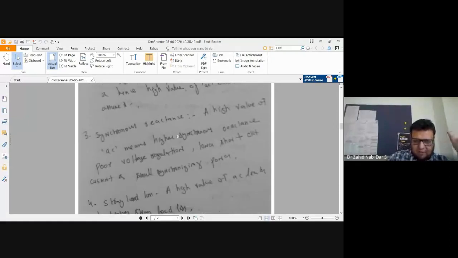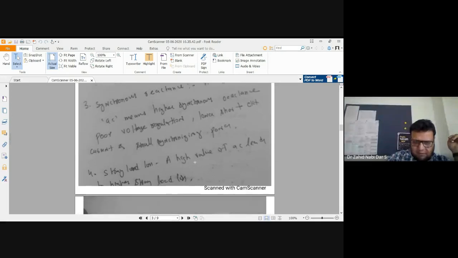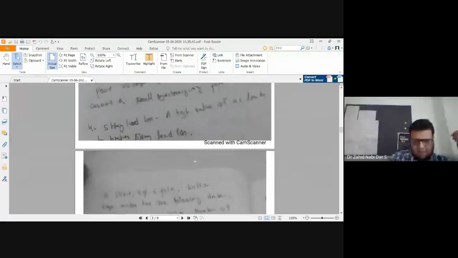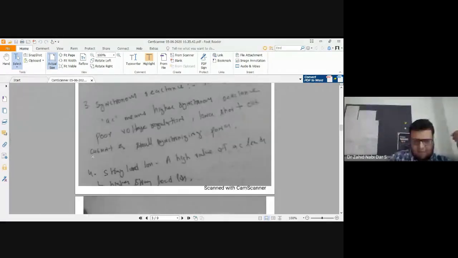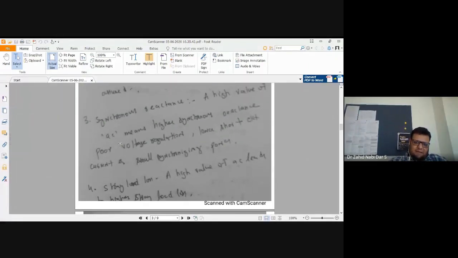Now again, synchronous reactance. A high value of ampere conductors AC means higher synchronous reactance, poor voltage regulation, lower short circuit current, and small synchronizing power. And now there are some stray losses in the friction and windage and the mechanical losses. Again, a high value of AC leads to higher stray losses. Now this was about your ampere conductors and your average flux density and the factors governing them.